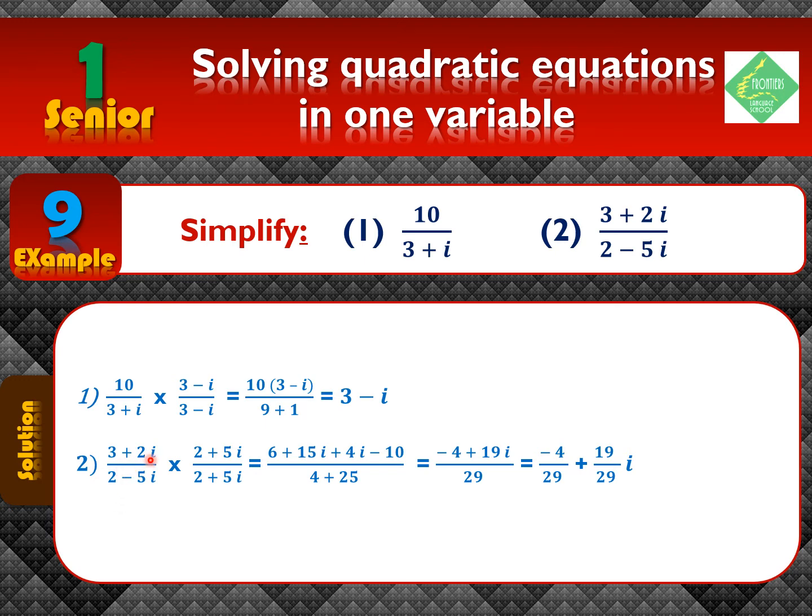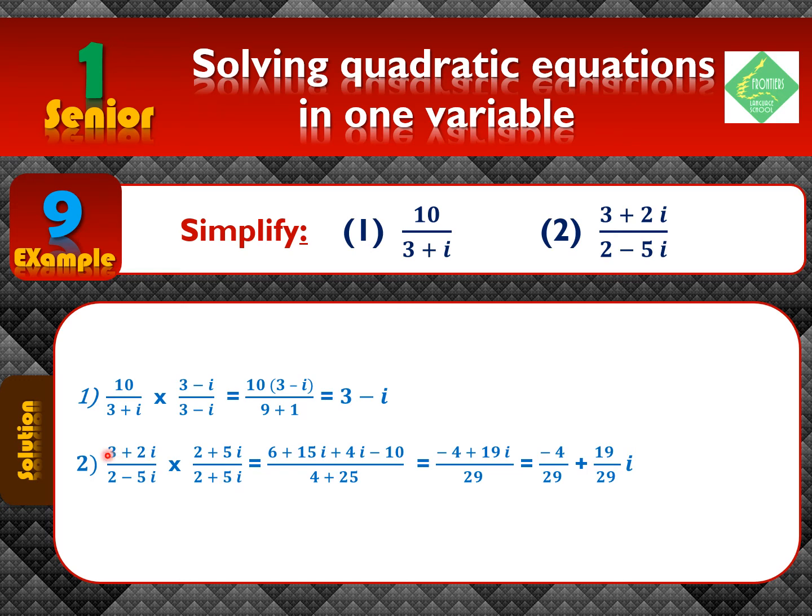What about 3 plus 2i over 2 minus 5i? Yes, of course, I will multiply by the conjugate. What is the conjugate of this? Look at the denominator. 2 minus 5i, its conjugate is 2 plus 5i, because again, conjugate is changing the sign of the imaginary part only. Here I have a negative sign, so the conjugate is 2 plus 5i. Multiplying this fraction by its conjugate as a fraction, 2 plus 5i over 2 plus 5i.